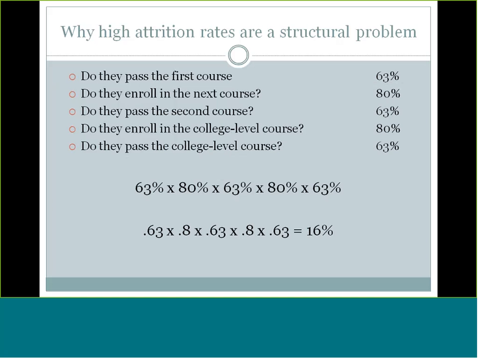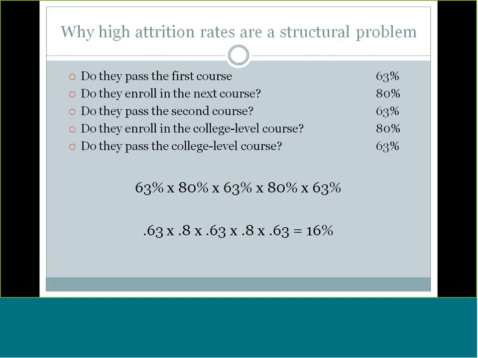And then do they enroll in the next course? One of the things that we've seen in our own data is that of a given cohort of students who pass any given course, about 80% of them will enroll in the next course. And then when you look at the second course, it's the same: about 63% of them are going to pass. And then of those, about 80% are going to enroll in the next course. And then again, 63% will probably pass that college-level course, just looking at our three-year averages. So you can multiply those percents against each other.